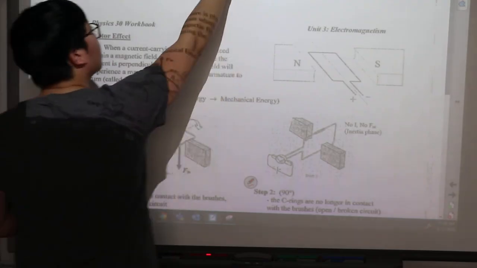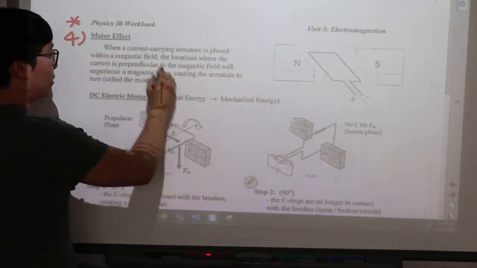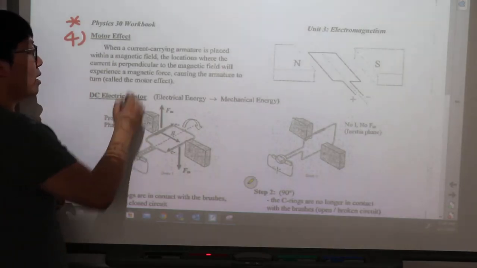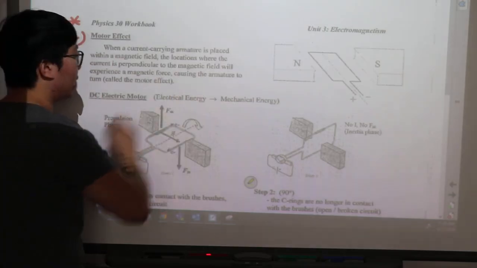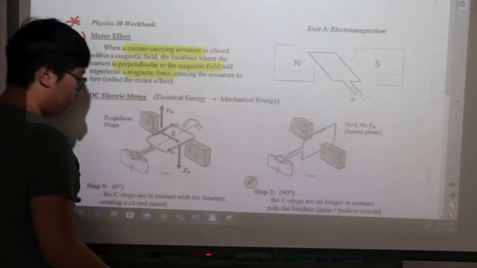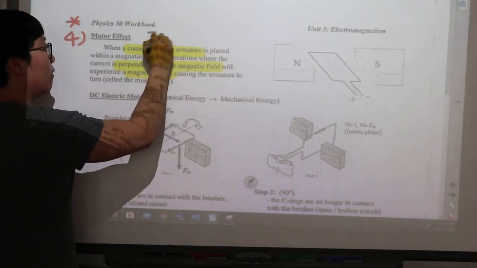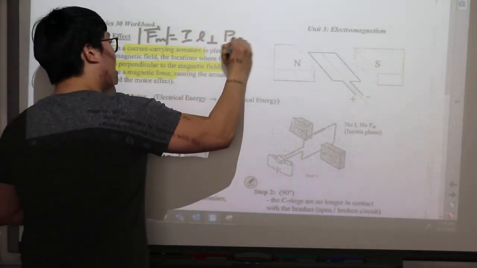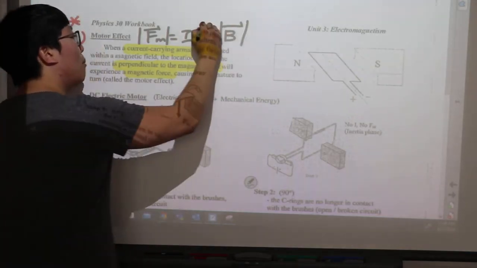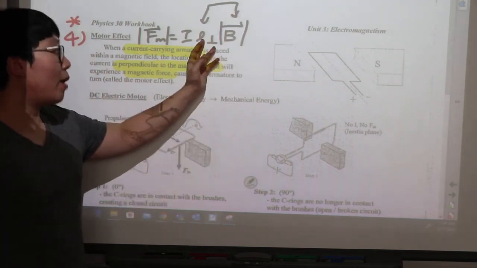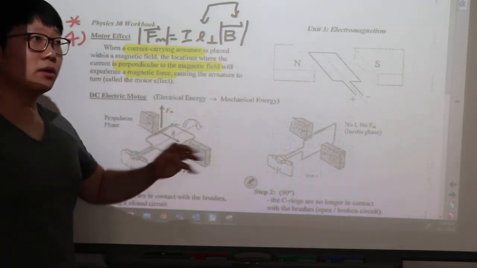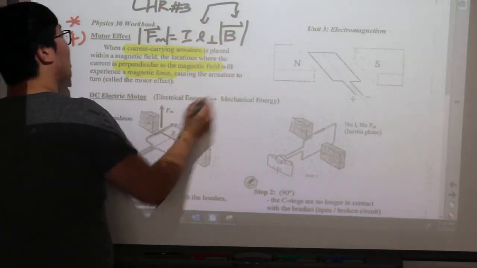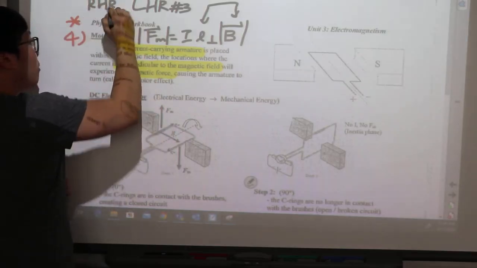So, when a current-carrying armature is placed within a magnetic field, the location where the current is perpendicular to the magnetic field will experience magnetic force. So if you really want to know the Physics 30 components of it, this is what you need to remember. We're talking about perpendicular placement between the wire and the magnetic field. So basically this uses left hand rule number 3 or right hand rule number 3.